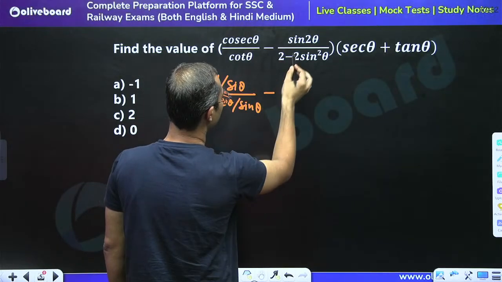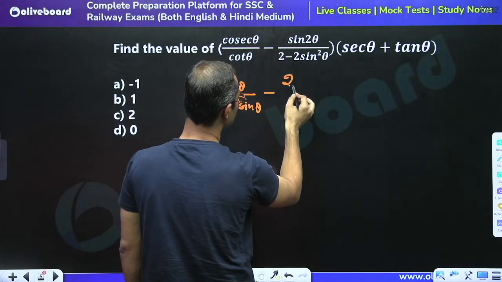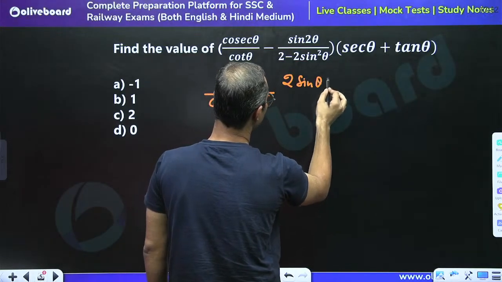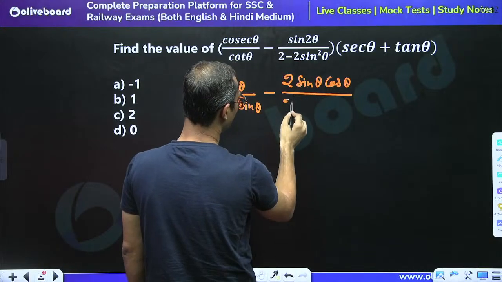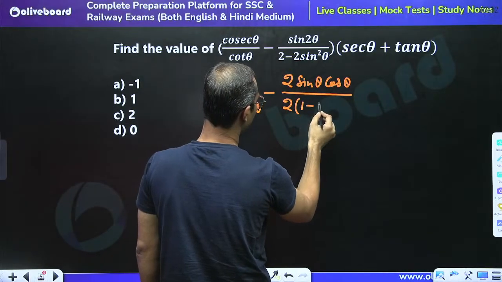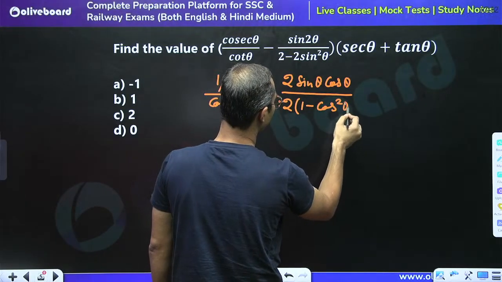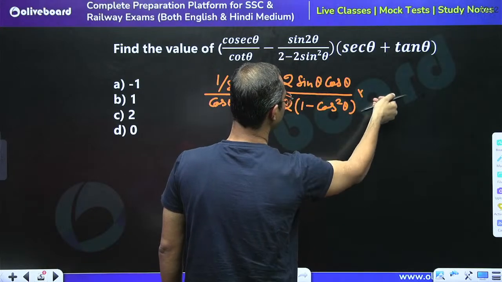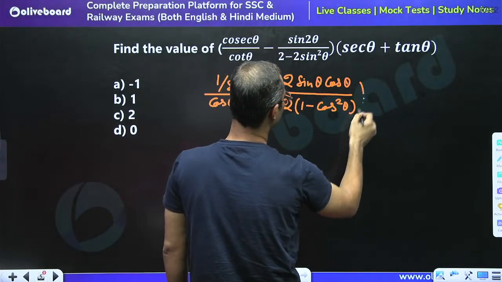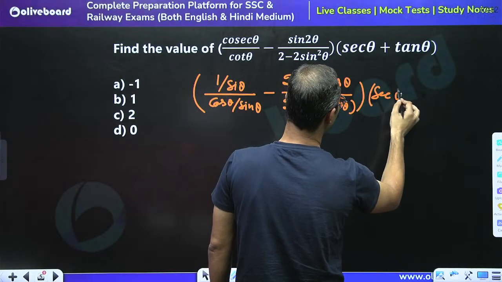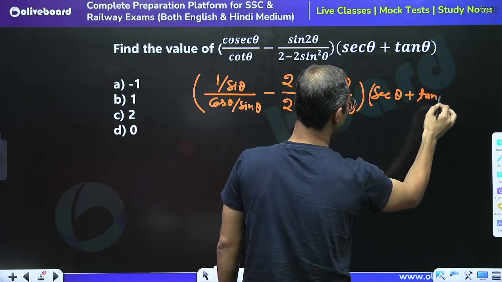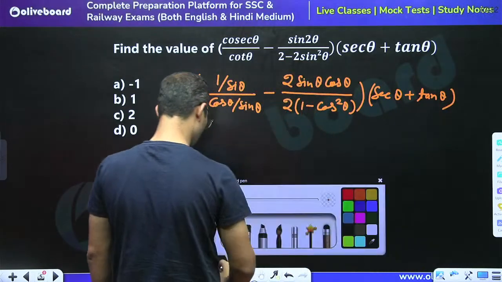Simply, sin 2 theta is equal to 2 sin theta cos theta. This is the formula of sin 2 theta. Taking 2 common, how much is left? 1 minus cos square theta, in one bracket, into sec theta plus tan theta. So simply we can solve this.